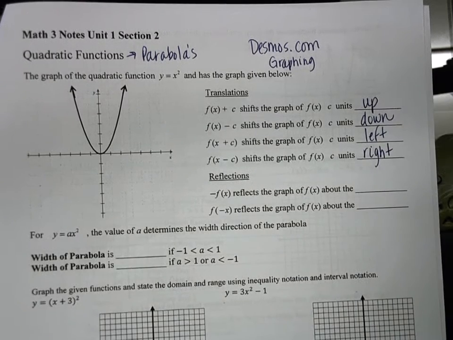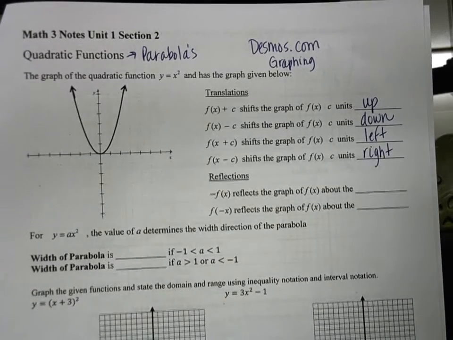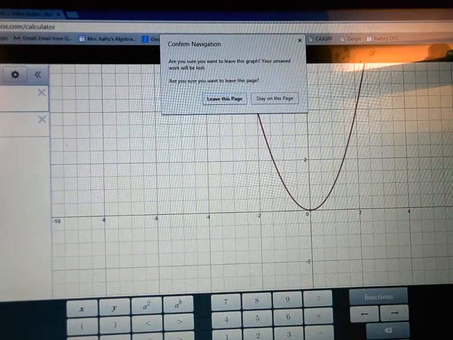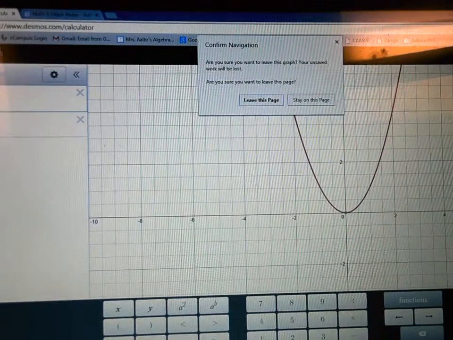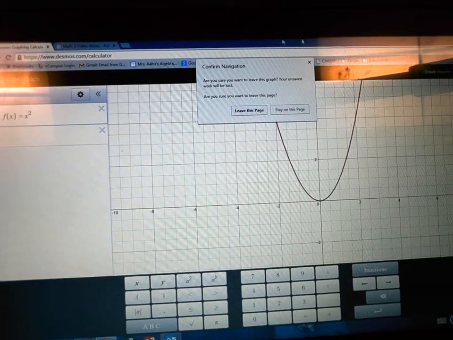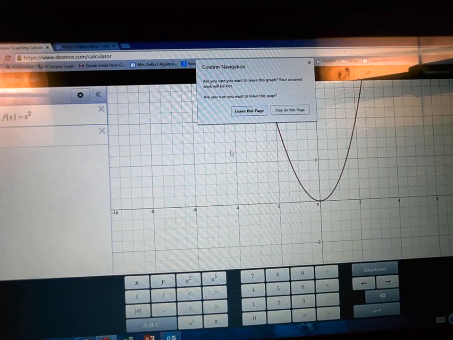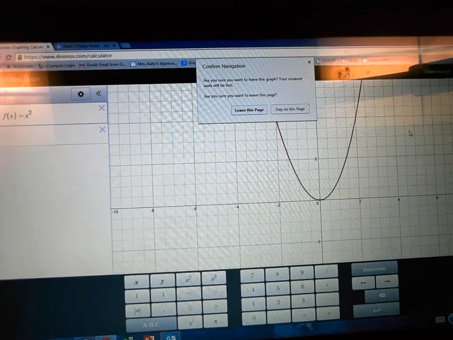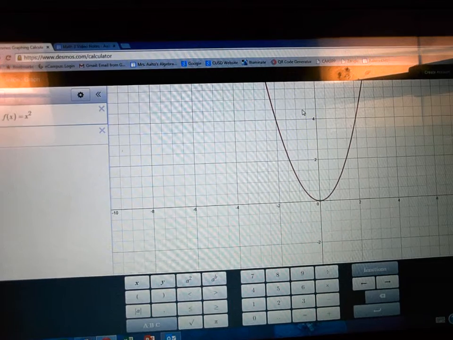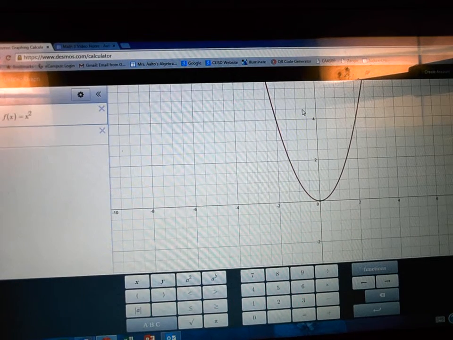So right now, I'm going to go ahead and show you this website. Here. So this is Desmos.com. Oops. Hold on a second. Sorry. Okay. Can we all see this okay?